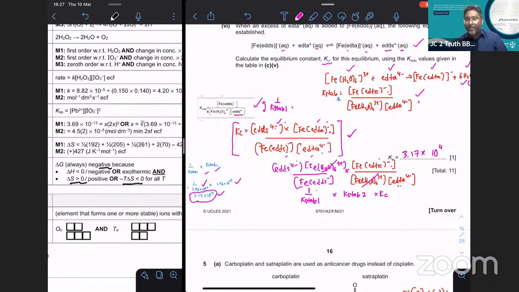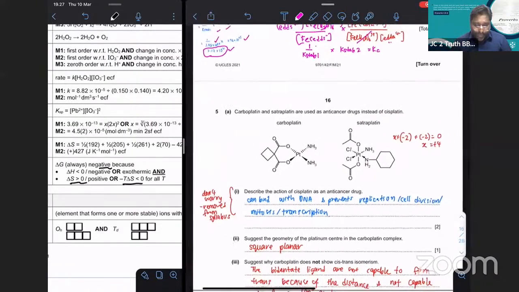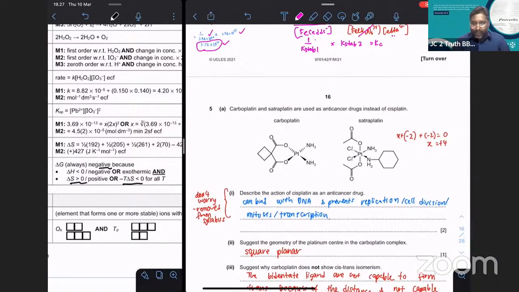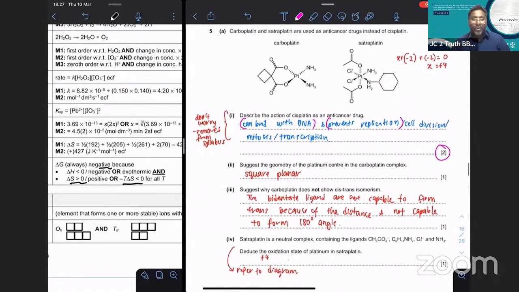Trial and error. Now, number 5. Carboplatin and satraplatin are used as anti-cancer drugs instead of cisplatin. Now, this one, don't need to worry. Describe the action of cisplatin as anti-cancer drug. It is no longer in your syllabus, but just learn a bit here how cisplatin can react as an anti-cancer drug. Cancer is something that can replicate a lot. So cisplatin binds with the DNA and prevents replication of cell division. That's 2 marks. It's no longer in your syllabus.